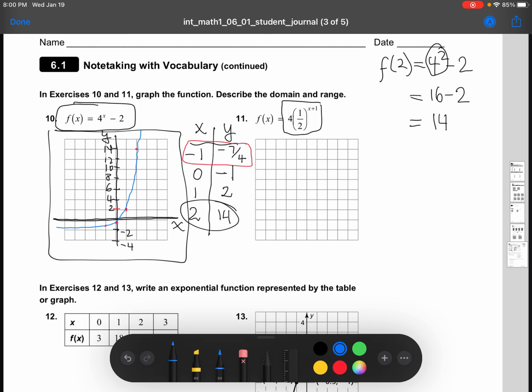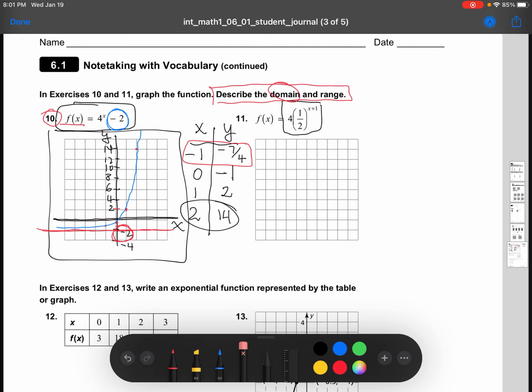This is it. I want you to notice something. This -2 is some sort of ground or floor that our curve will never touch. Keep this in mind for future reference. But we're done. Now we need to describe the domain and range for exercise 10, this function. Remember the domain, and let me do it right here. Remember that the domain is the set of all, oh, wait a minute, okay, domain.